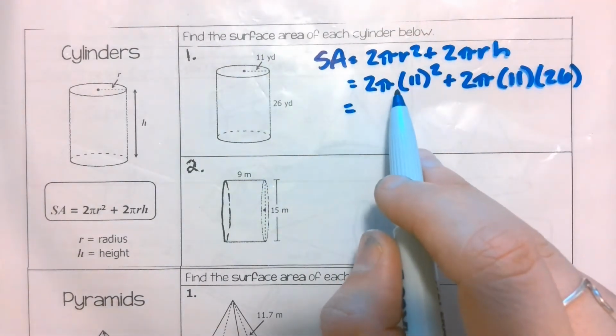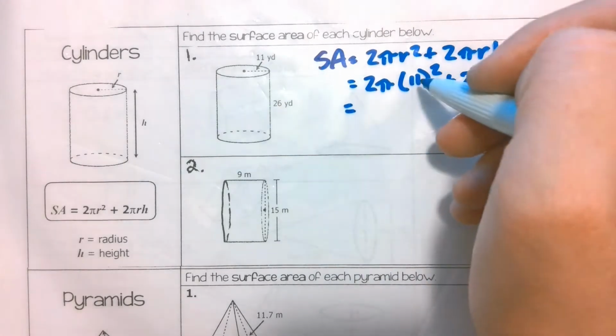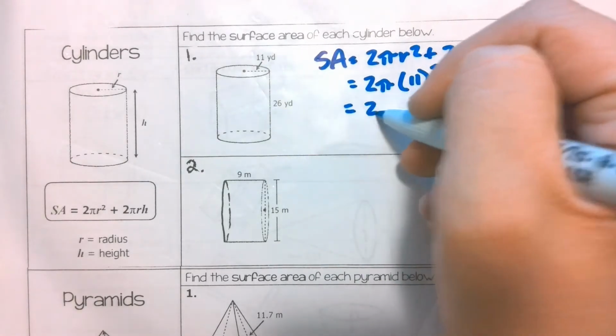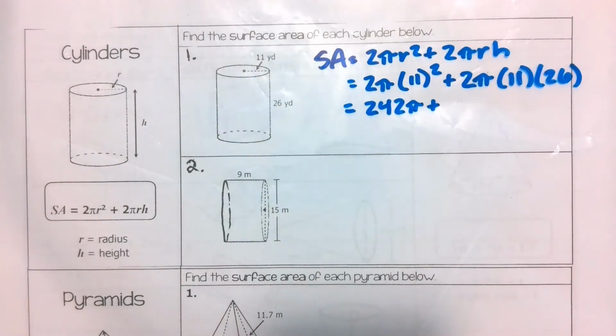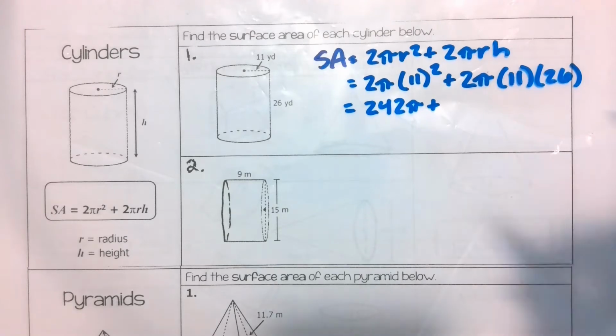Okay, so I'm going to go ahead and simplify either side of the plus sign. So we've got 121 times 2, so a 242 pi. And then I can't do that one in my head. Let's do 22 times 26. So 572 pi.